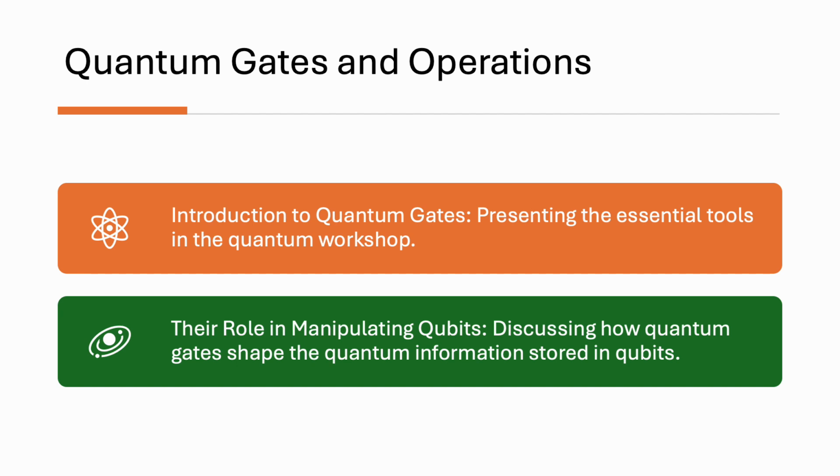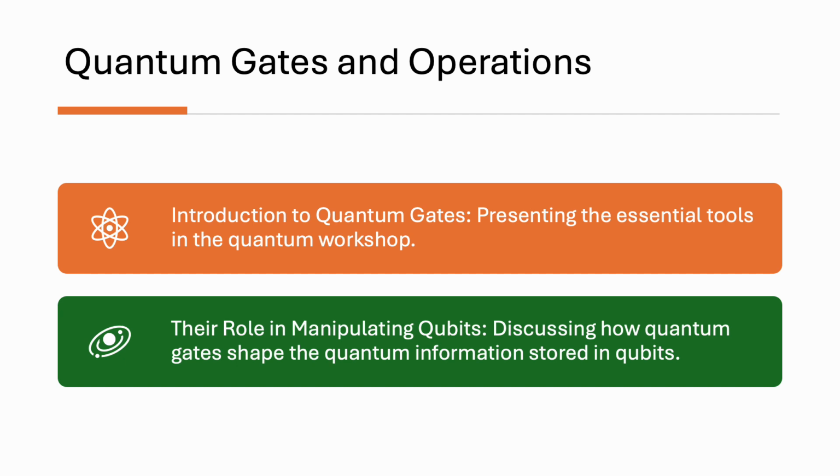Quantum gates and operations. In classical computing, we are familiar with logical operations like AND, OR, and NOT, the building blocks of computation. Now imagine a quantum world where a whole new set of tools comes into play, quantum gates. These gates are the artisans of quantum computation, manipulating the quantum states of qubits in ways classical operations could never dream of.